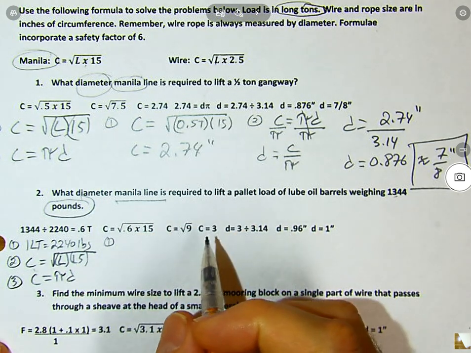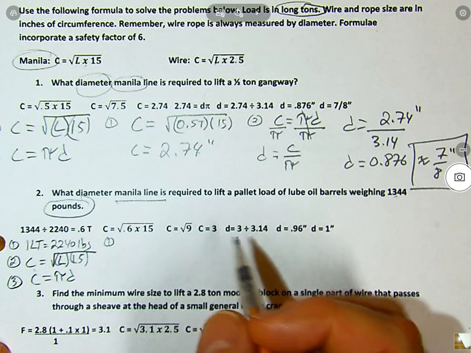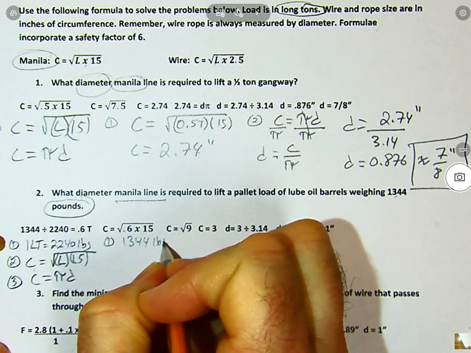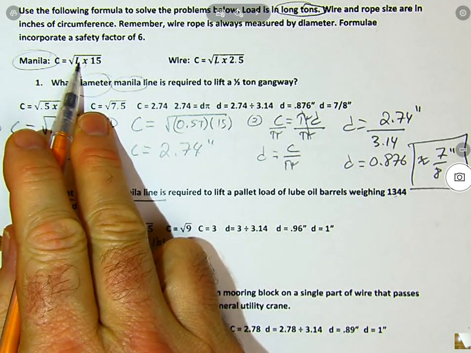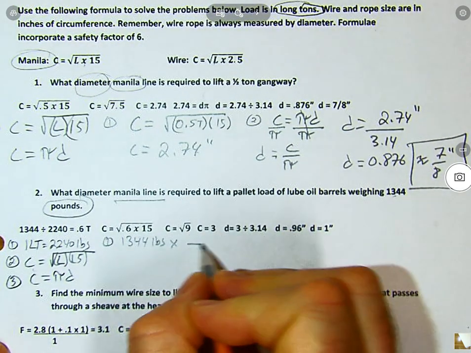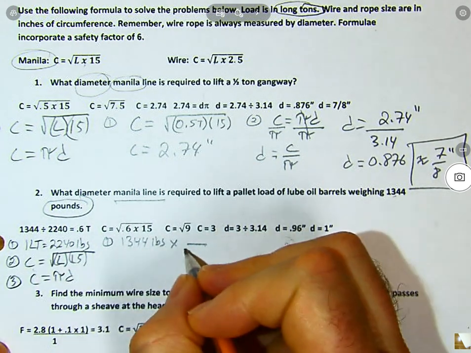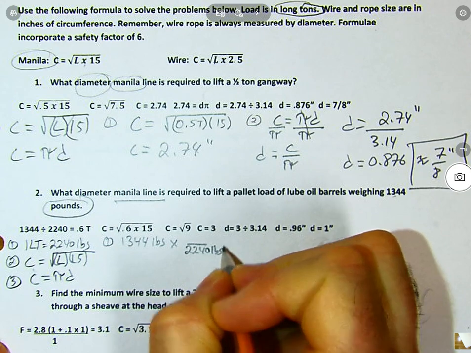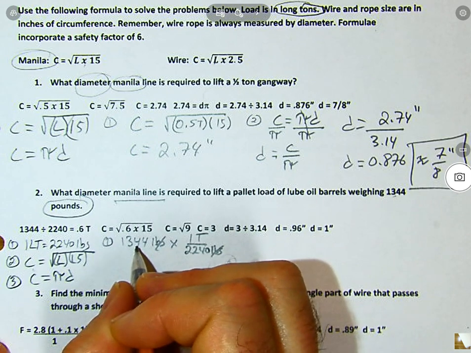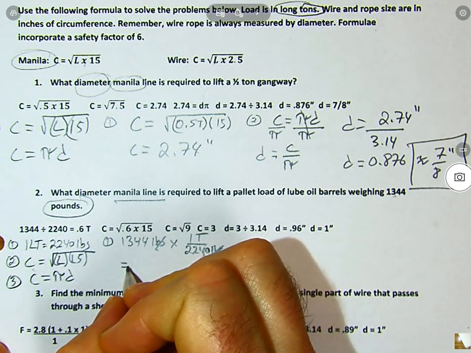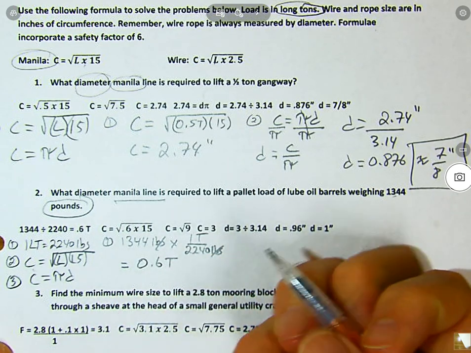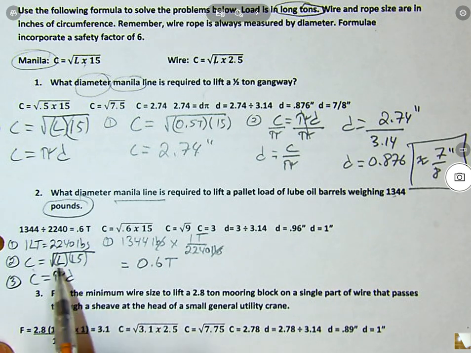So step 1, let's convert. We've got 1,344 pounds. We want to convert that to tons because we have to put it into tons for this formula. I've got pounds here, that means I need to divide by pounds. So that's 2240 pounds, the pounds cancel out, and 1 ton goes on the top. 1,344 divided by that equals 0.6 tons. Now that 0.6 tons is going to get inserted into the formula.